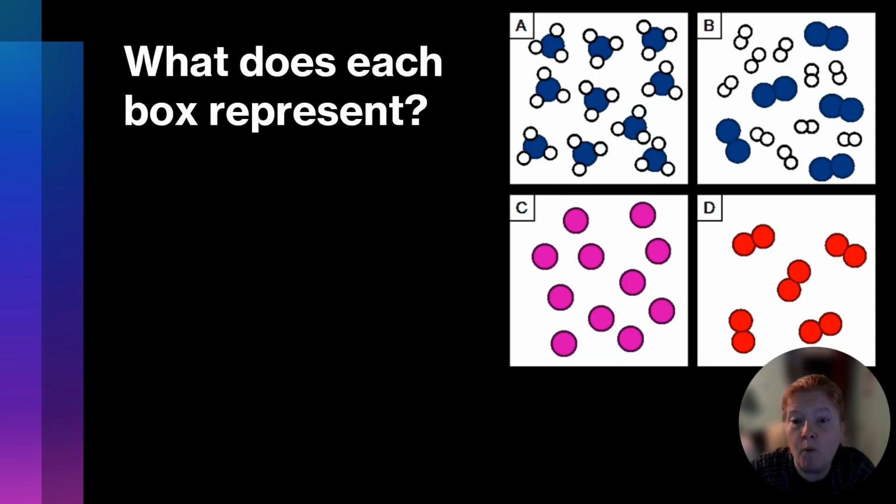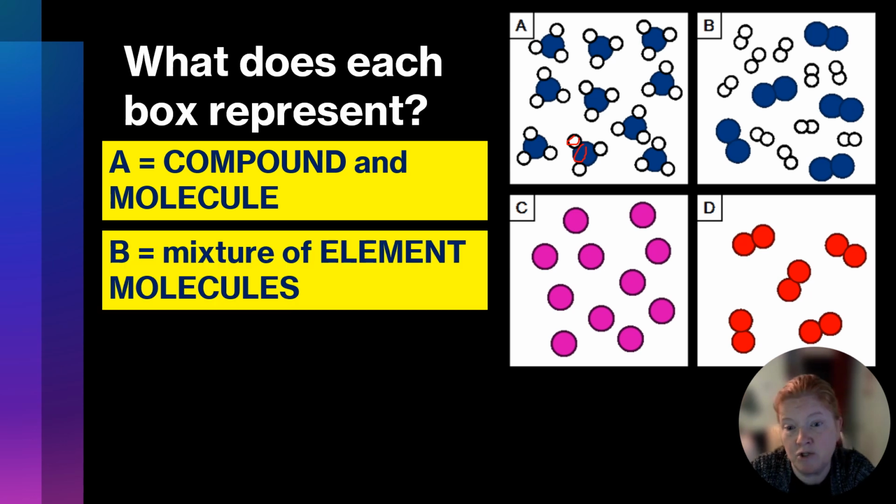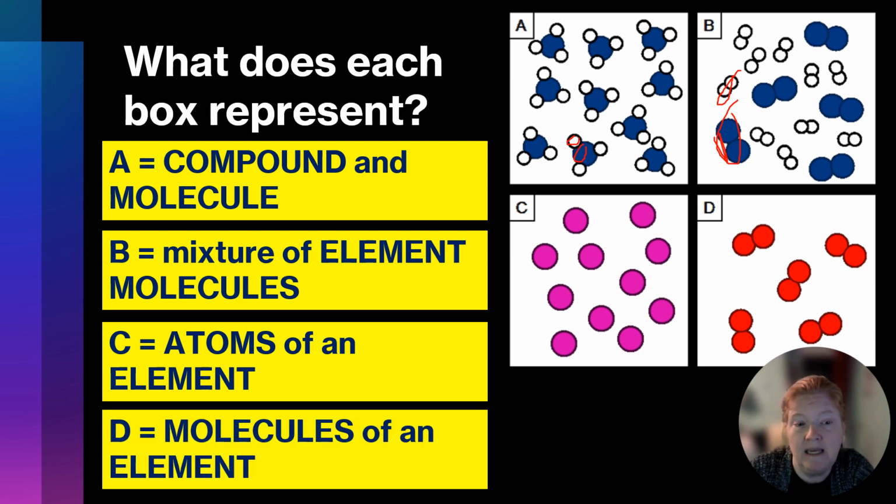All right, so let's go over what these individual boxes represent. A represents a compound because I have different types of atoms bonded together. Also a molecule because it has two or more particles bonded. B is a mixture, so it's two different samples. I have this and this, so it's a mixture. But each one individually is an element, and a molecule. C is a bunch of atoms of an element, and D are molecules of an element.